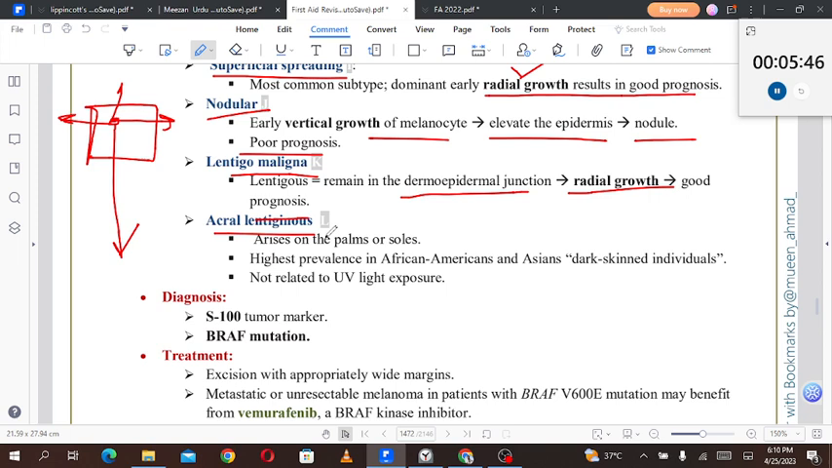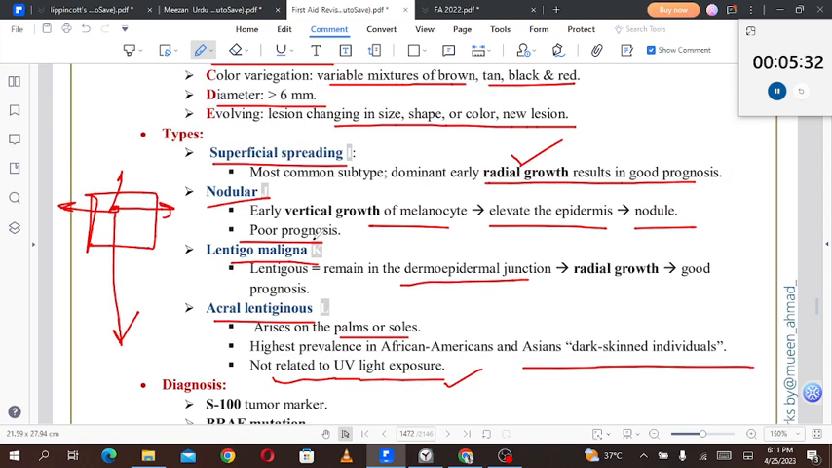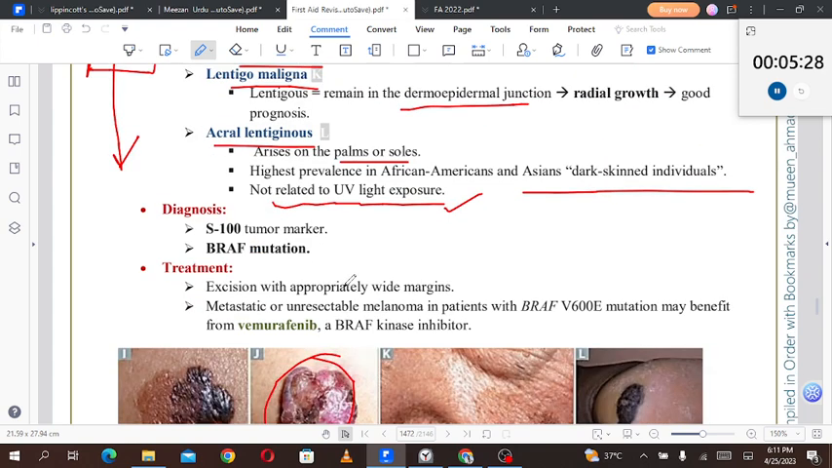Acral lentiginous. What is the meaning of acral lentiginous? It arises on the palms and soles, with highest prevalence in African Americans and Asian dark-skinned individuals. It is not related to UV light exposure. So remember these: superficial spreading, nodular, lentigo maligna, and acral lentiginous. This one is acral lentiginous, present on palms and soles, highest prevalence in African Americans and Asians, dark-skinned individuals, and not related to UV light exposure. Diagnosis: S100 tumor marker and BRAF mutations.